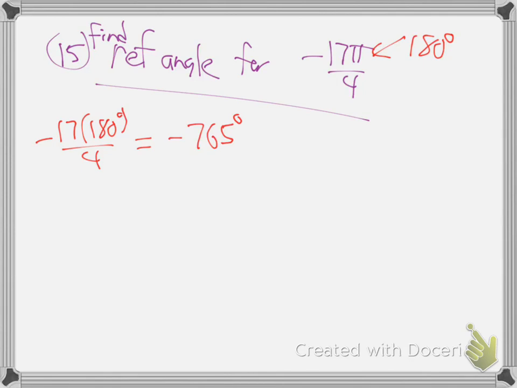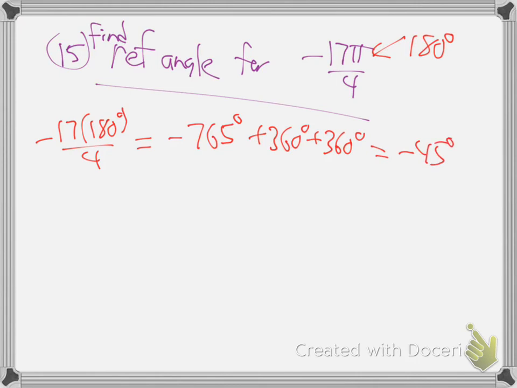And then what do you do to convert that into a more normal angle? That's a huge negative angle. Now we add 360s, huh? You could just do two. Let me show you a trick. Add 360, add 360. Negative 765 plus 720, and I'm getting negative 45.